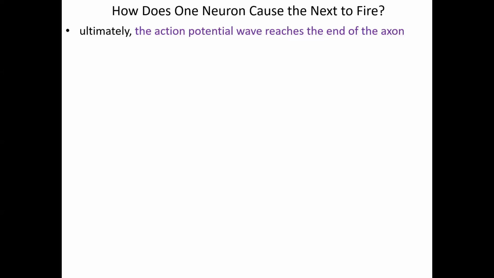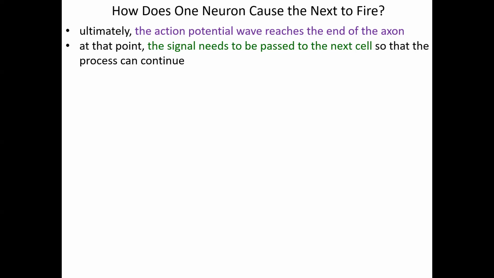So, as that action potential goes down the axon in the way that we described, it's going to eventually reach the end of the axon, where sodium comes rushing in at the axon terminal. But at the axon terminal, there's no more place for sodium to diffuse. There's no more axon to continue to transmit that information. So what happens then? At that point, the signal now needs to be passed from the current neuron to the next one so that the process can continue there.